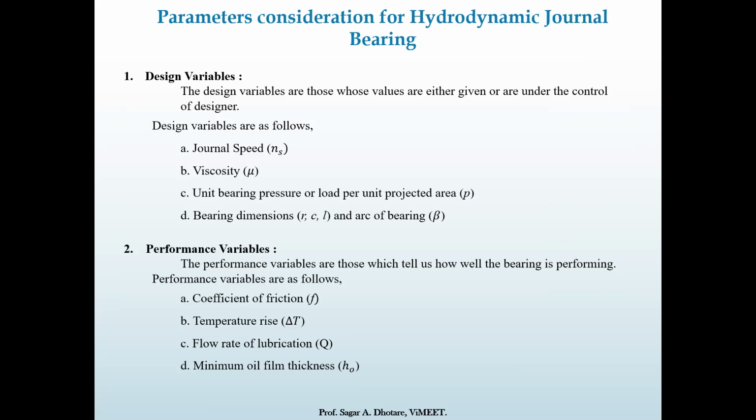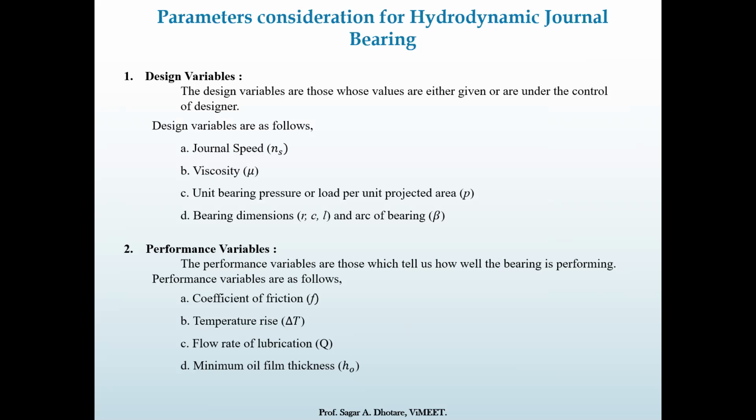So, which parameters should we consider for hydrodynamic journal bearing design? There are two types of variables. First one is a design variable and second one is a performance variable. When we consider a design variable, these are the variables whose values are either given or under the control of the designer. So these parameters can be designed or controlled by the designer.